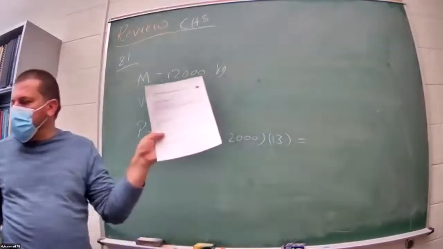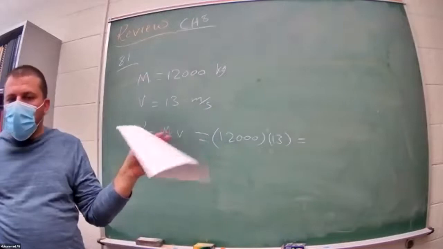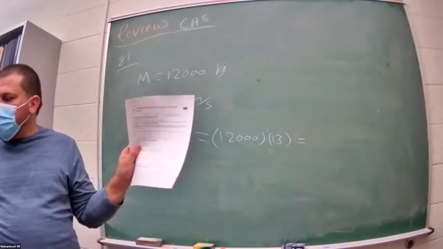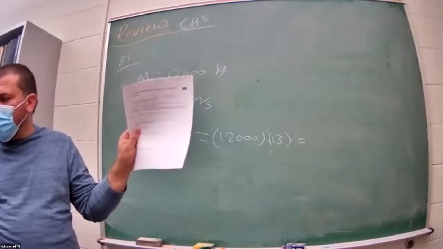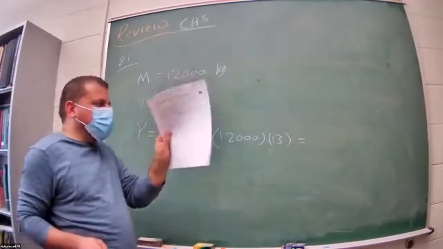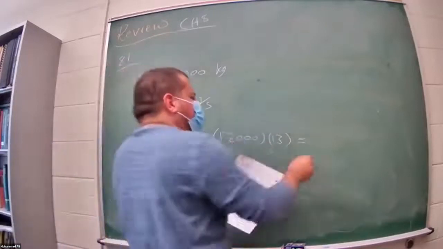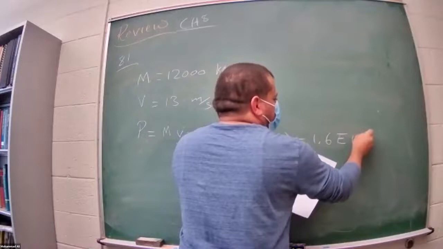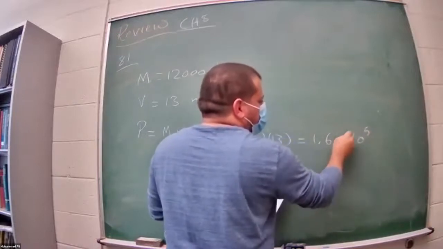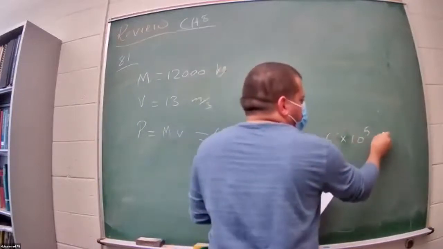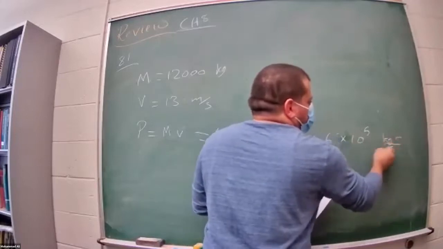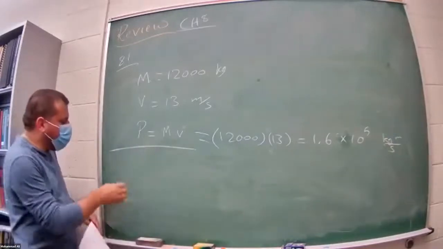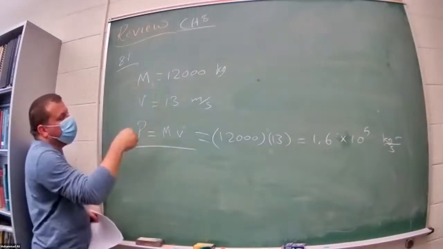By the way, these examples are put on Mastering Physics, so you can go there and solve them by yourself. With the same number, it will be 1.6 multiplied by 10 to the 5 kilogram meter per second. Now, if we have another object, this is mass 1.